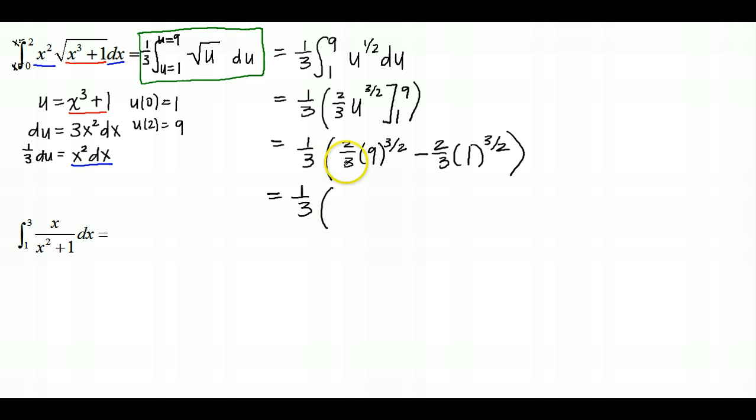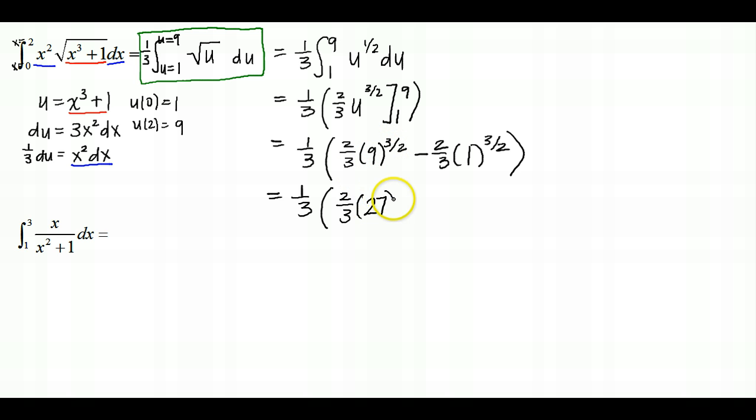And let's keep evaluating here. So I have 2/3 times 9 to the 3/2. At this point, we should have a lot of practice in solving something like this. So this is 9 to the 1/2, so that's the square root of 9. So that's 3. And 3 cubed is 27.